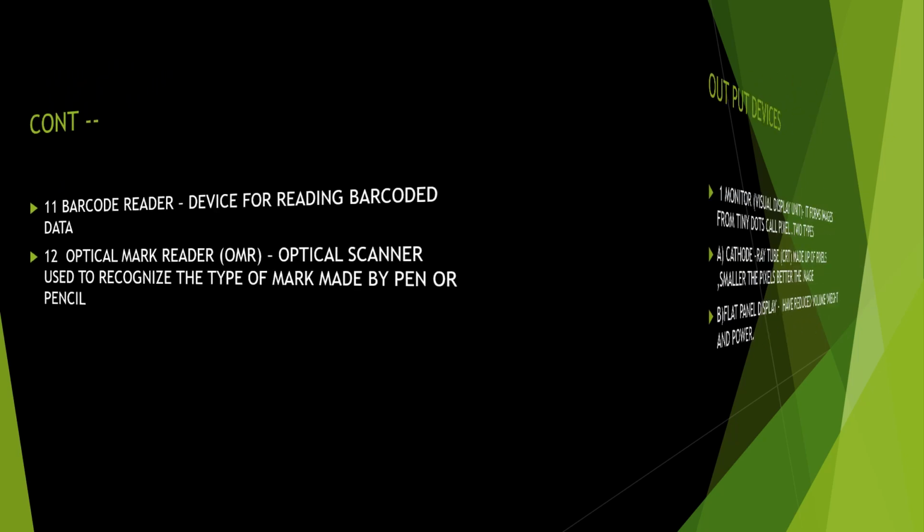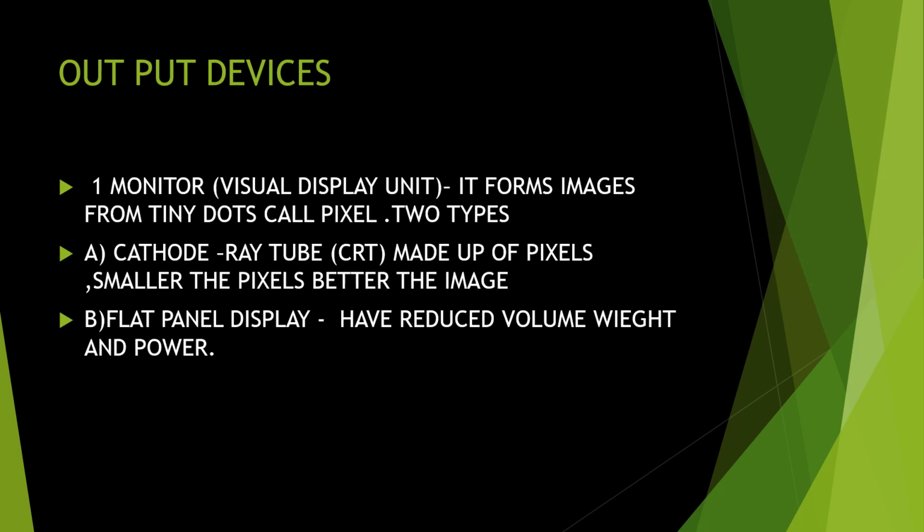Next, we are going to talk about the output devices. Which output devices do we have? The first one is the monitor. A monitor is a screen on which we can see the visual display. It forms images from tiny dots called pixels. Those small dots we see are known as pixels, and monitors are of two types.